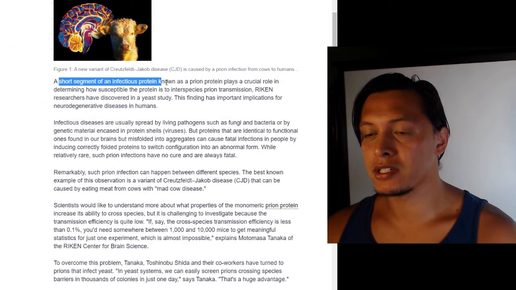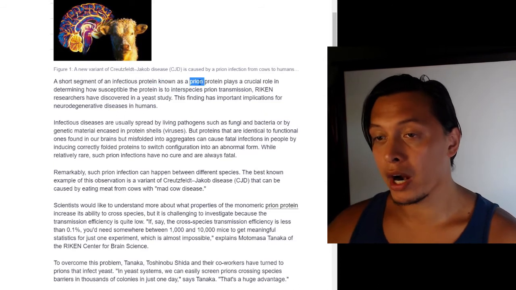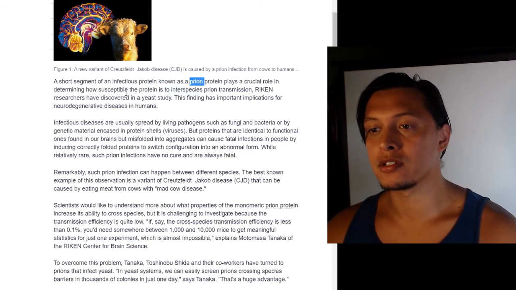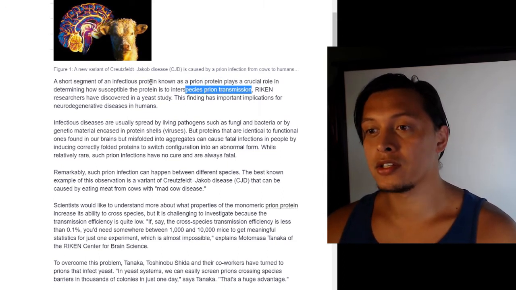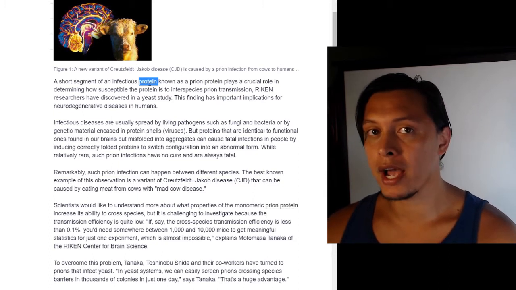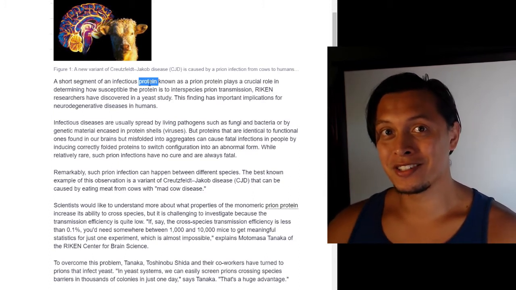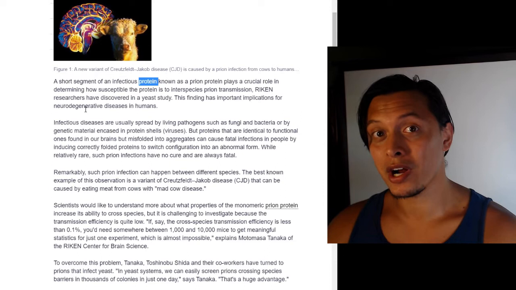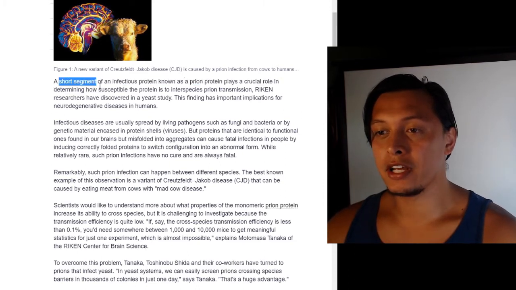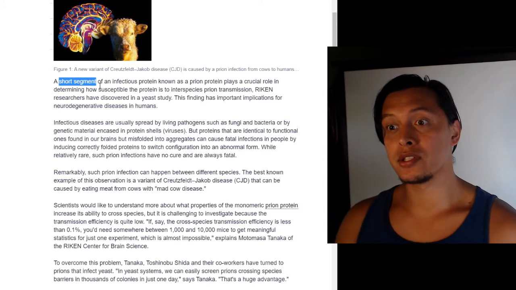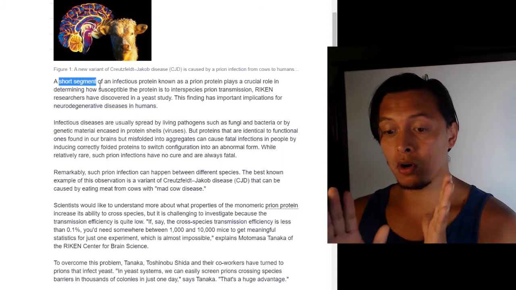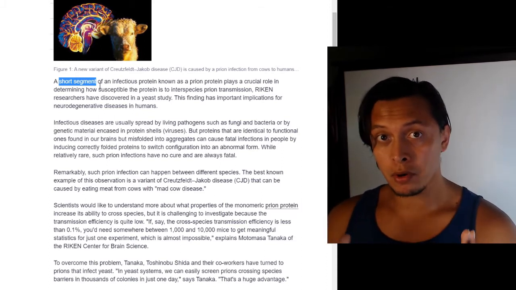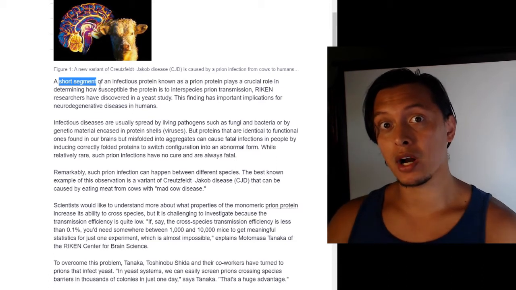So a short segment of an infectious protein known as a prion protein plays a crucial role in determining how susceptible the protein is to interspecies prion transmission. Remember, these prions are proteins, and proteins are made out of amino acids. When you eat your protein powder, they list the amino acid composition so that you can keep track of the amino acids you're eating. So here we have a short amino acid sequence that is part of a larger protein. The larger protein itself can form these prions, but only a small amount of the protein is actually part of the prion producing process.